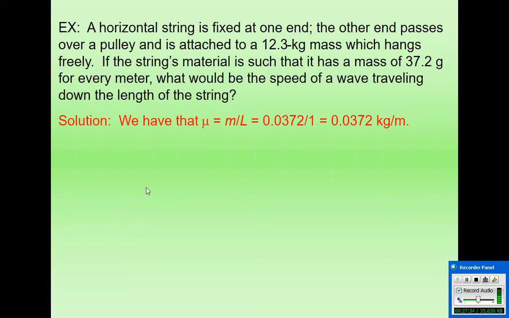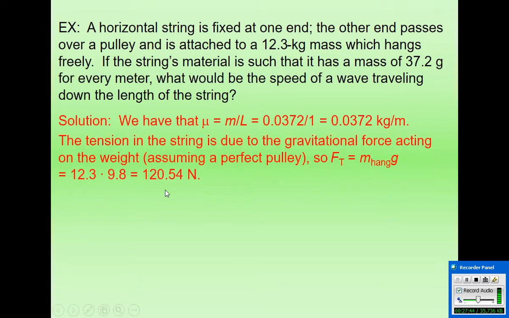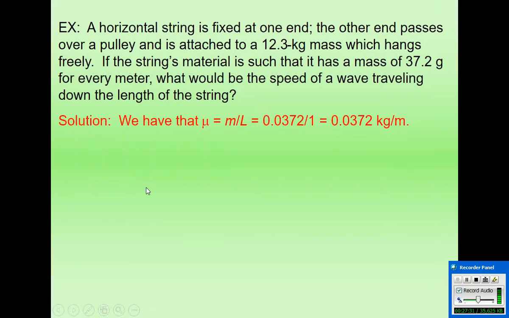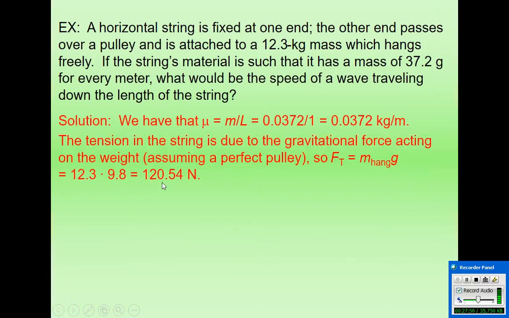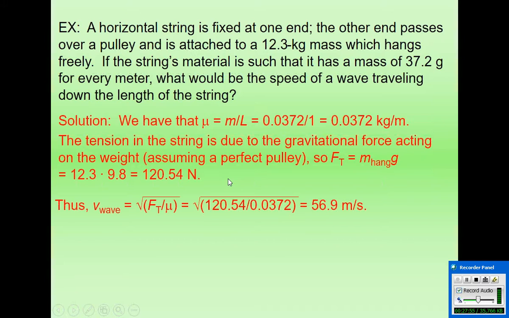If that hanging mass is in equilibrium, the gravitational force acting on it down is balanced by the tension force in the string pulling up on it. So the tension is going to be equal to 12.3 times 9.8. It's equal to 120.54 newtons. The speed, tension divided by mu, then take the square root, is 56.9 meters per second.